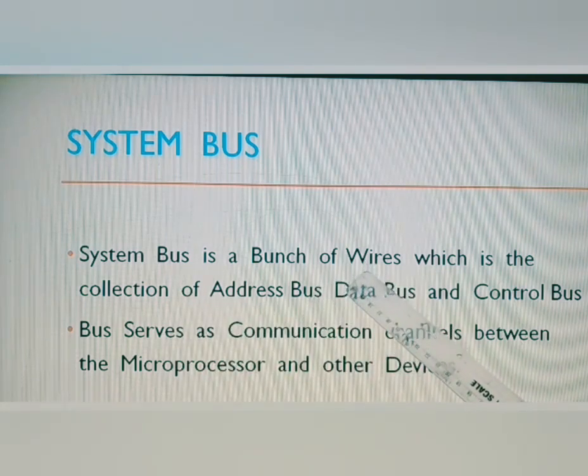Why do you need a wire? To serve as a communication channel between the microprocessor and other devices. It acts as the communication channel between the microprocessor and the other devices. So clear with this, what do you mean by system bus? Yes, clear with the topic.